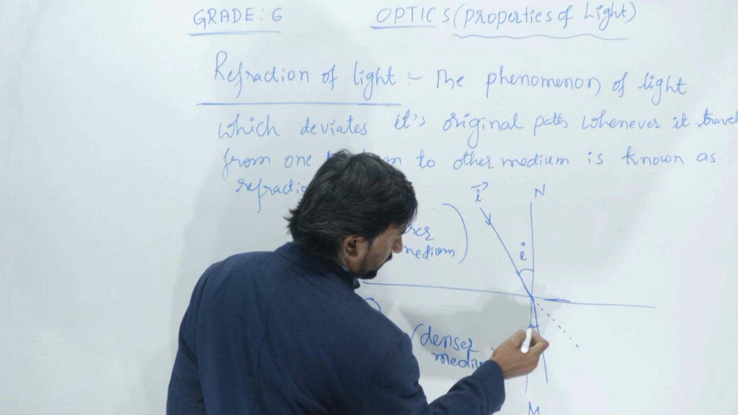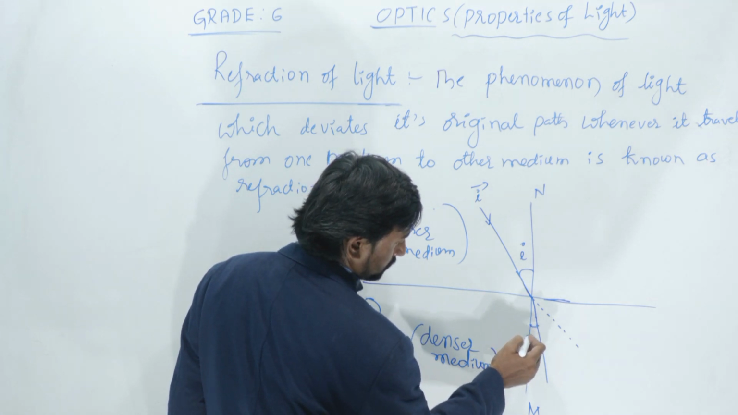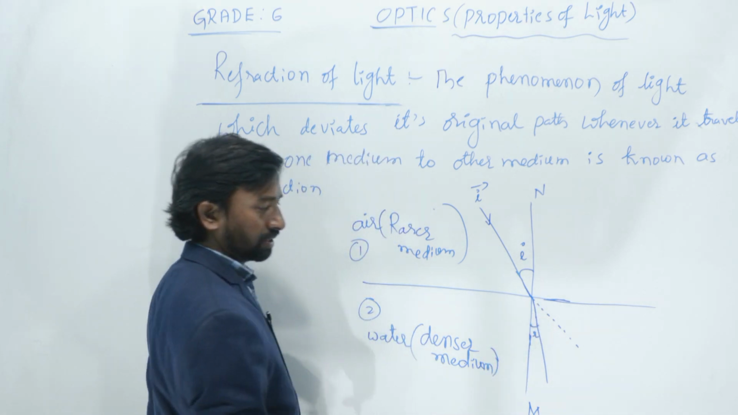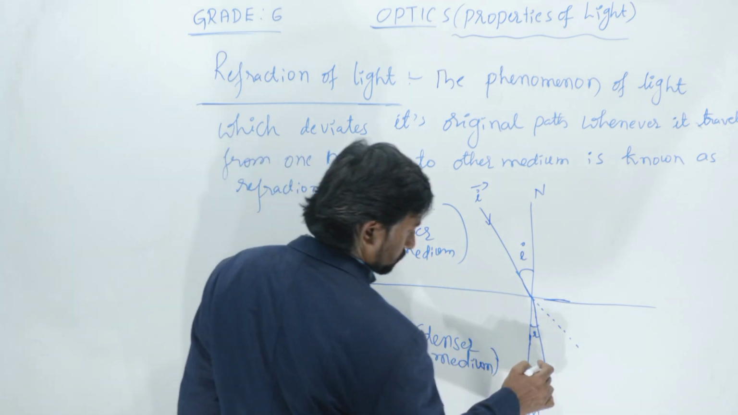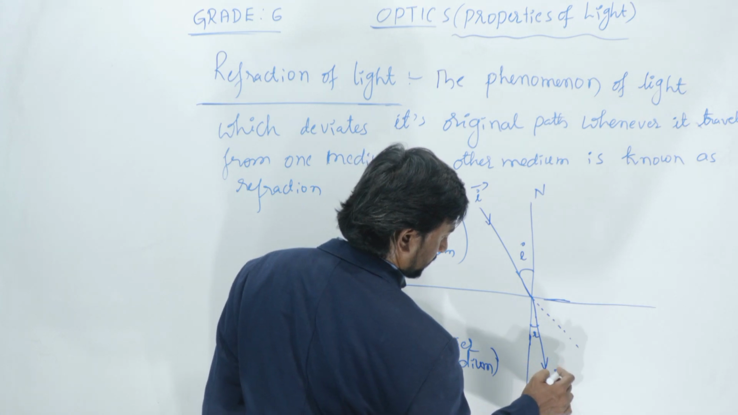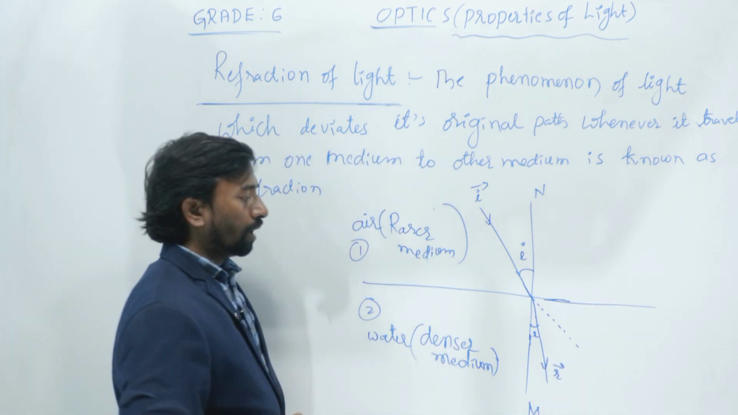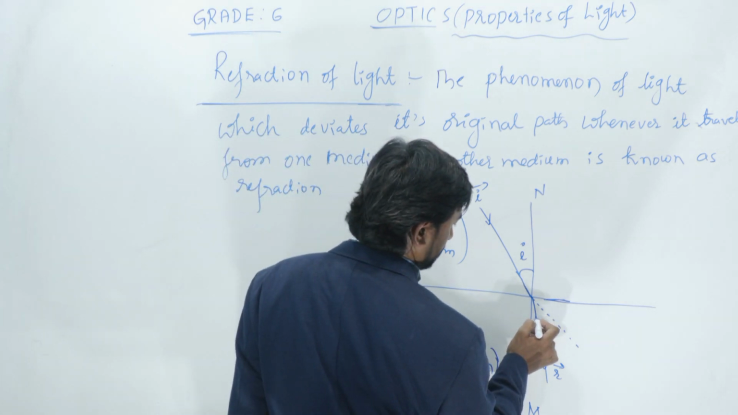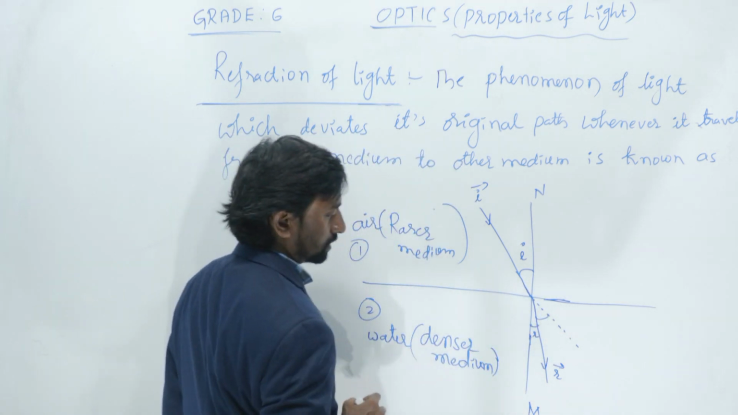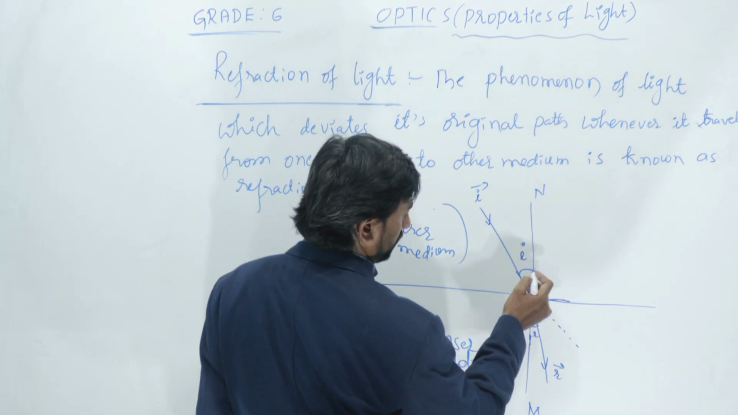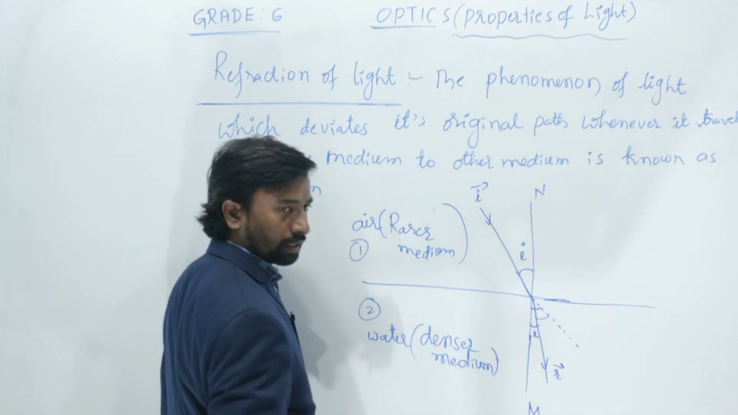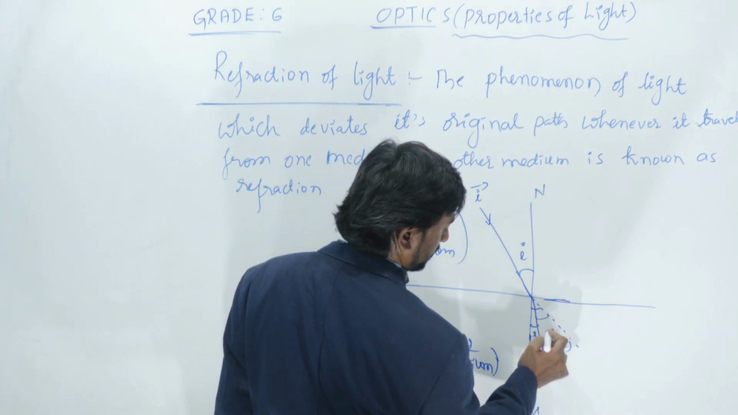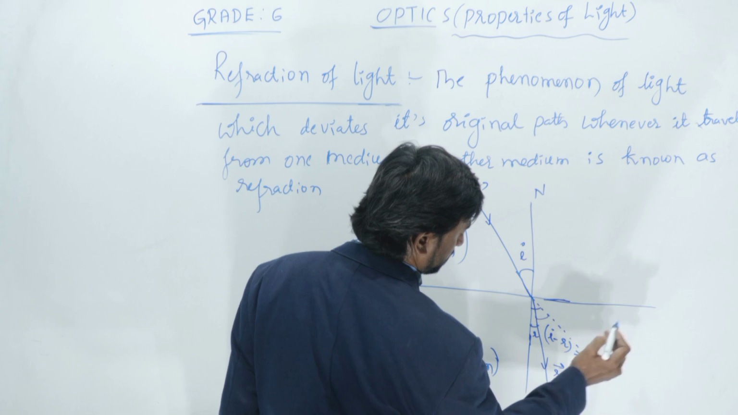And it will bend towards the normal. This angle is called the angle of refraction, and this ray is called the refracted ray, R bar. Now here, this is the deviation, the angle between the incident ray and the refracted ray. This is the total angle of incidence, I. So we can write the angle of deviation as I minus R.